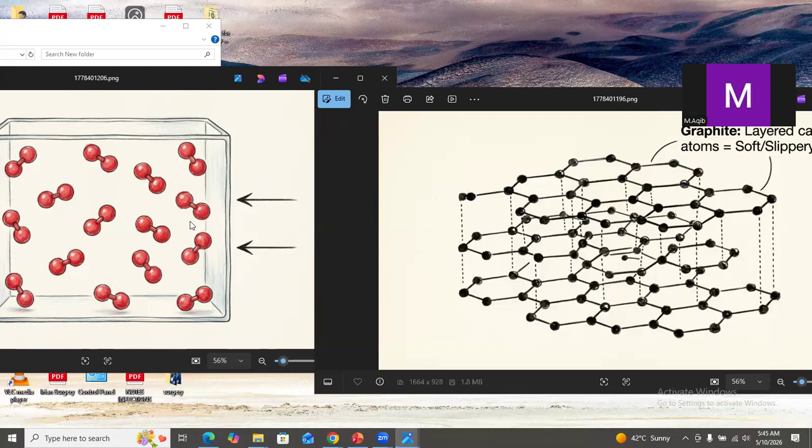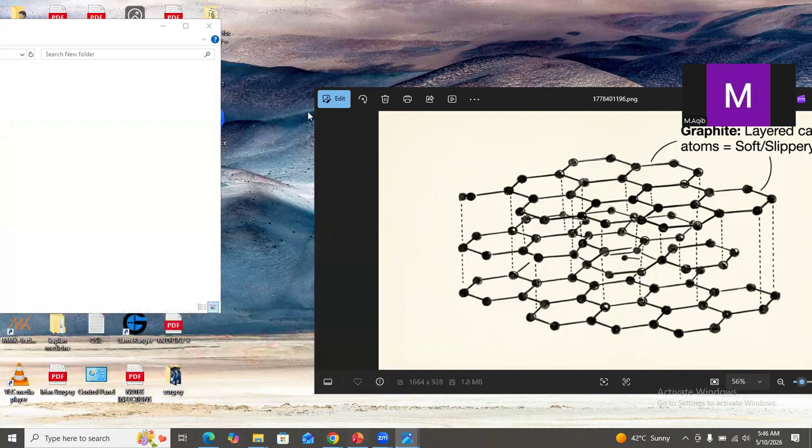Okay, so this is another example of how the properties of the molecule are determined by the arrangement of the atoms and molecules. Okay, so let's see what's next.